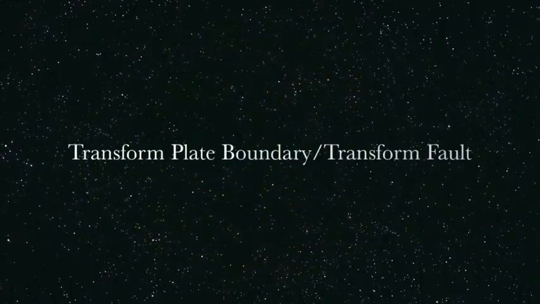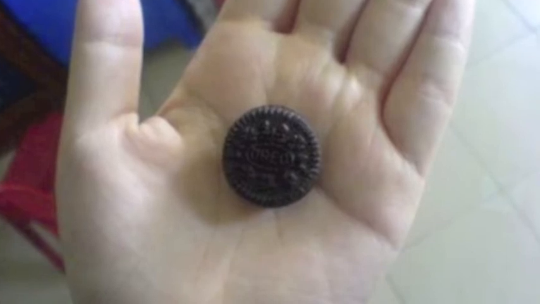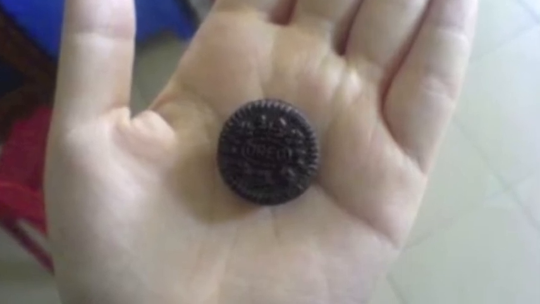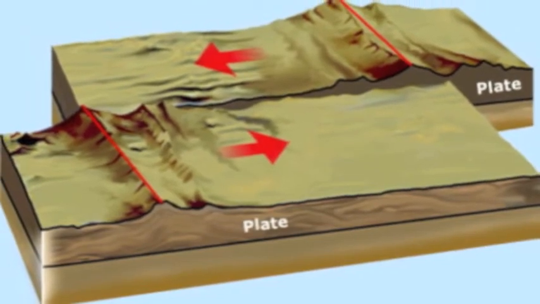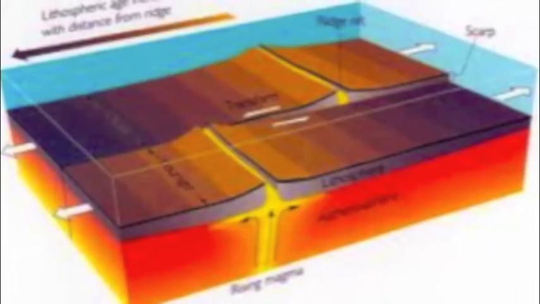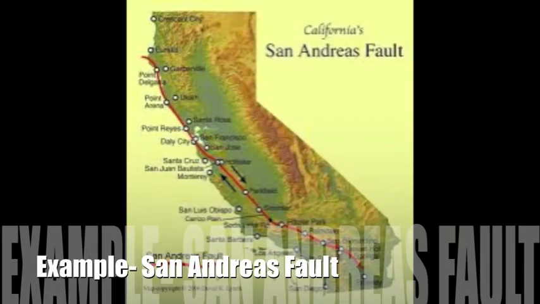For transform plate boundaries, we chose an Oreo because you can slide an Oreo apart, which represents the grinding of the plates. Here, lithosphere is neither created nor destroyed. Most transform faults are made up of two pieces of the mid-oceanic ridge. An example of a transform fault boundary today is the San Andreas Fault in California. If this continues, soon the San Andreas Fault will cut off and California will become an island.